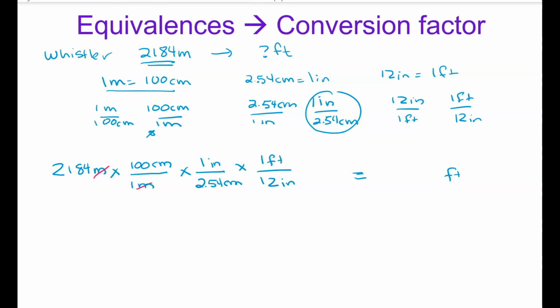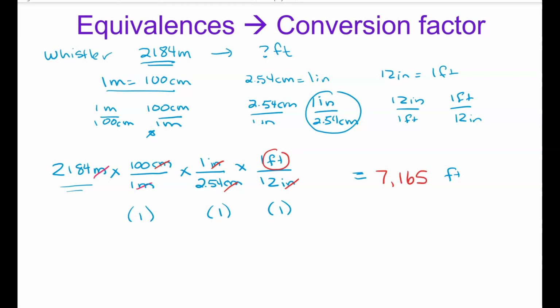Now remember, each of these things is equal to 1 because they're conversion factors. We've taken an equivalence and divided the equivalence by the same thing on both sides. So these conversion factors are all equal to 1, which means we're not changing the magnitude of this, but we are changing the units, because centimeters will cancel with centimeters, inches will cancel with inches, and then what I'm left with is feet.